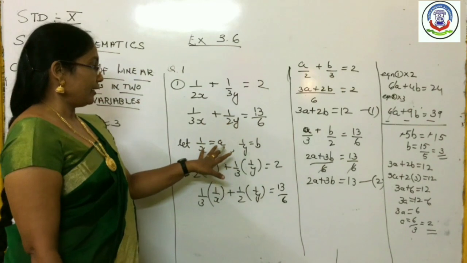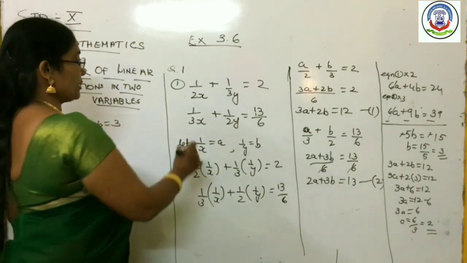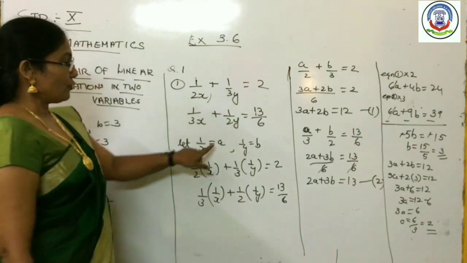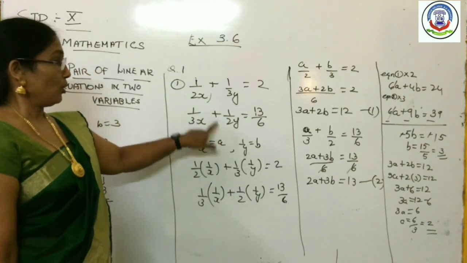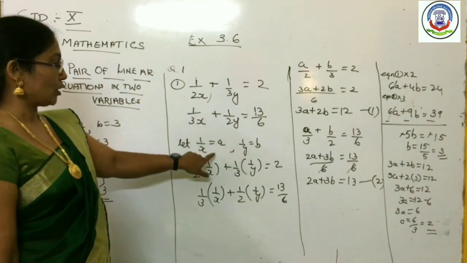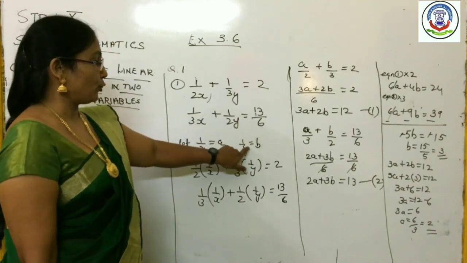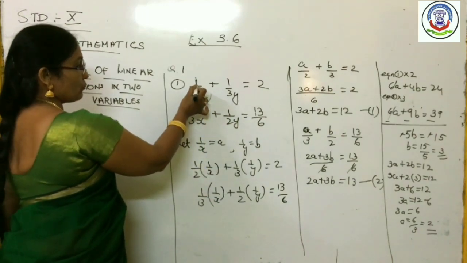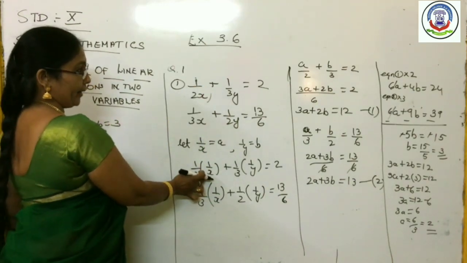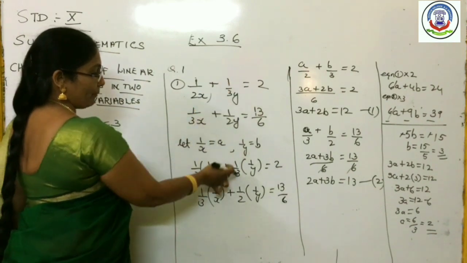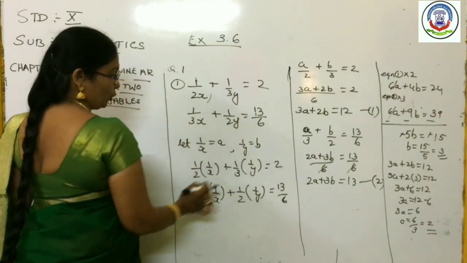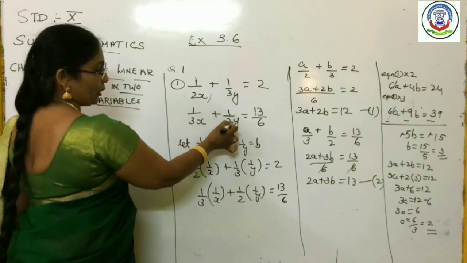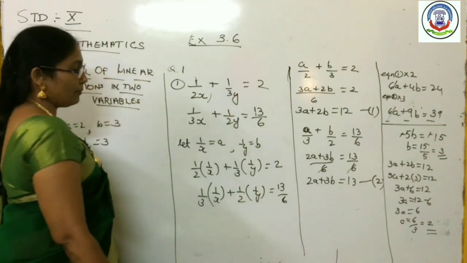To make it linear, you can substitute 1 by x as some other variable. Let 1 by x be equal to a and 1 by y be equal to b. Then how will it change? You can write the first equation as 1 by 2 into 1 by x plus 1 by 3 into 1 by y is equal to 2. In the same way, 1 by 3 into 1 by x plus 1 by 2 into 1 by y is equal to 13 by 6.